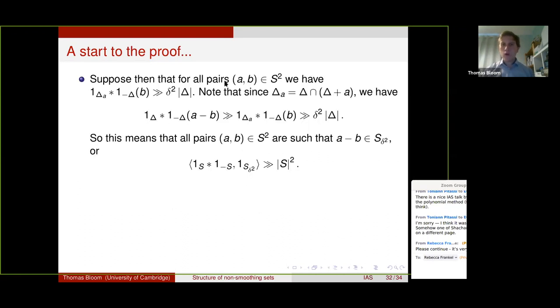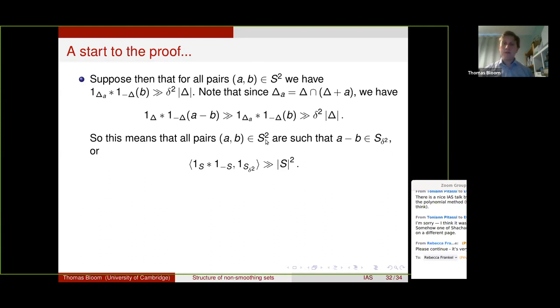So suppose that for all pairs AB inside S squared, the size of this convolution is large, so little delta squared. In particular, the size of this convolution of delta A convolved with delta at B is at most delta convolved with minus delta at A minus B. This inequality is sort of trivial to prove, you just write out the definitions, but it's completely essential to our whole approach. And what this means is that basically all pairs AB inside S squared, their difference A minus B lies inside the delta squared level symmetry set.